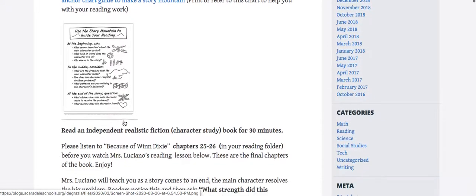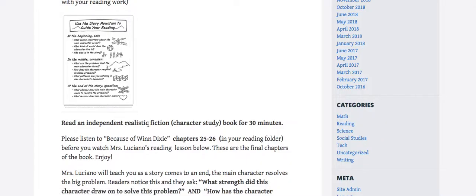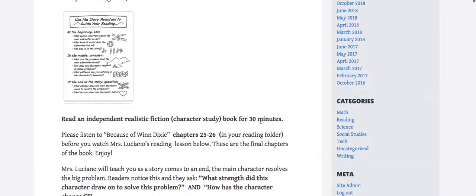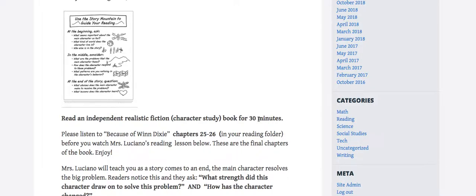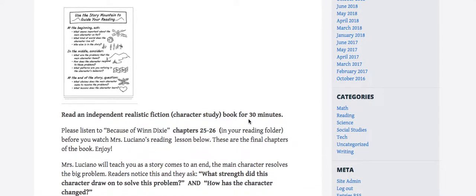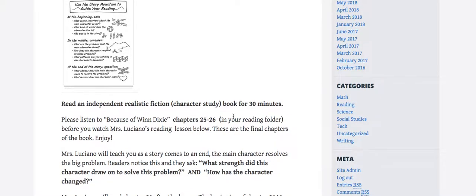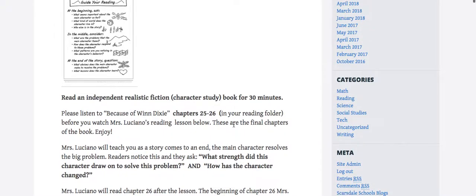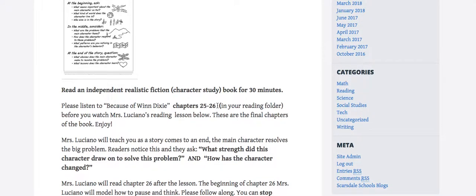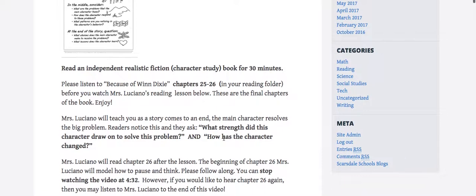Remember, your independent book, you should be reading for 30 minutes. If you're having trouble with that, remember you can get books through the Scarsdale Library delivered to you, or if you want to order books ahead of time on Amazon, that might be another great option to have books at hand. So just make sure you're meeting up with your book club members sometime today. Because of Winn-Dixie, we have 2 chapters left. They're in your folder. Makes me sad that we came to the end, but the last 2 chapters are in your reading folder, so enjoy those last 2 chapters.